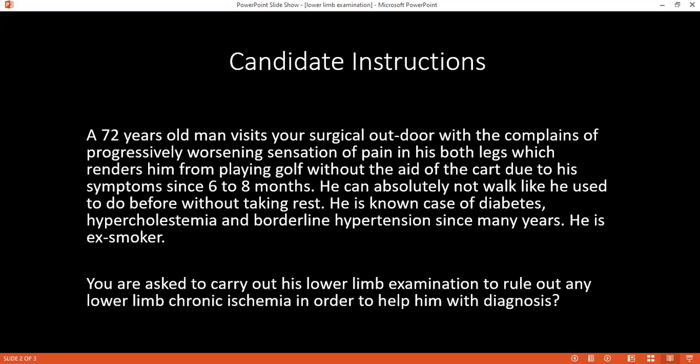Yes, I will enter the room. I will wash my hands. I will introduce myself. Hello, I'm Dr. Faizan. I'm one of the surgical doctors. May I confirm your name, please? Yes, I'm Tom, 72 years old. Nice to meet you, Mr. Tom. Today I've been asked to examine the blood vessels, the blood supply to your lower limbs. This will involve me looking, feeling the pulses, and doing some special tests. Is that okay with you?